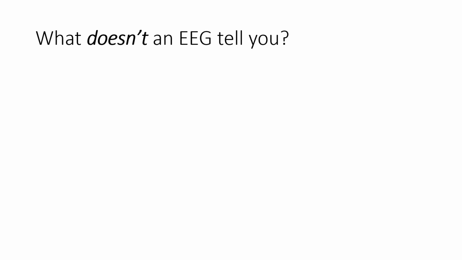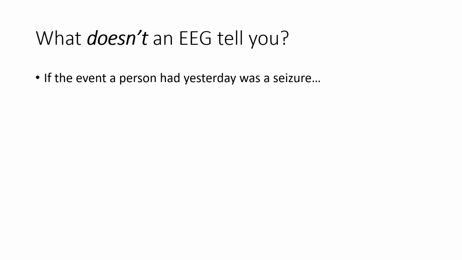So we learned what an EEG can tell us, but I think it's just as important to understand what an EEG cannot tell us. Because oftentimes I see clinicians all the time, a patient presents with a seizure and the automatic thing is, well, this patient needs an EEG. And the truth is that's not true. And so what does an EEG not tell us?